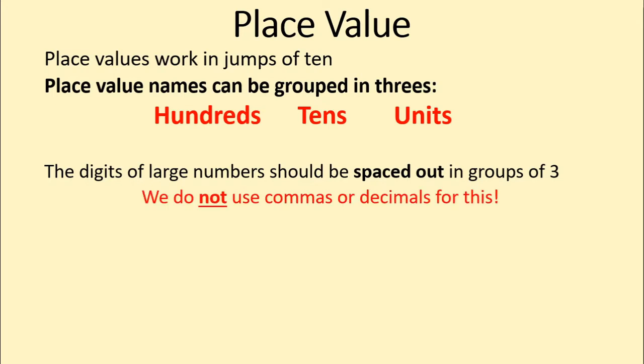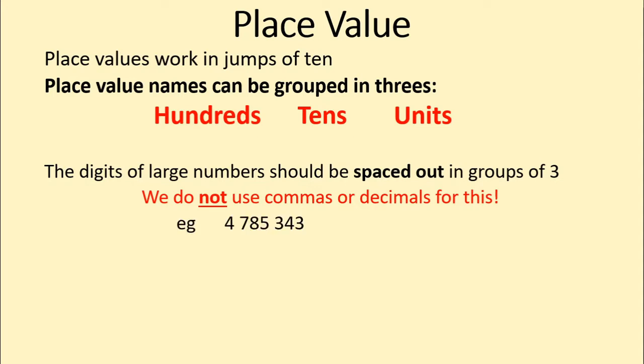We never, however, use commas or decimals for this. And the reason for that is because I'm sure that there are people here who use commas to separate their hundreds, tens, and units, and there are people who use decimals to separate them. It depends on where you come from. In Spain, we often use decimal points, whereas in America, Canada, the UK, we often use commas. So that we don't get into an argument about this, we're not going to use either of them. We're just going to use spaces.